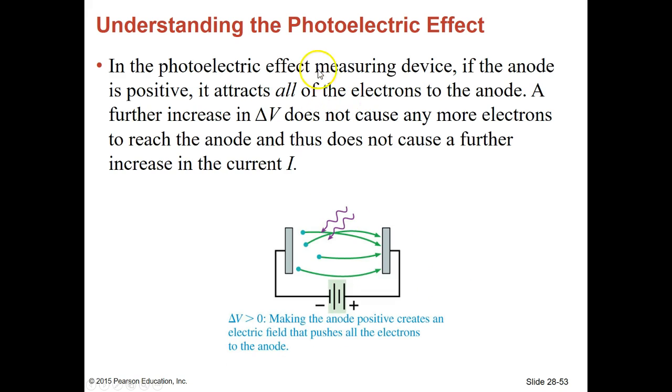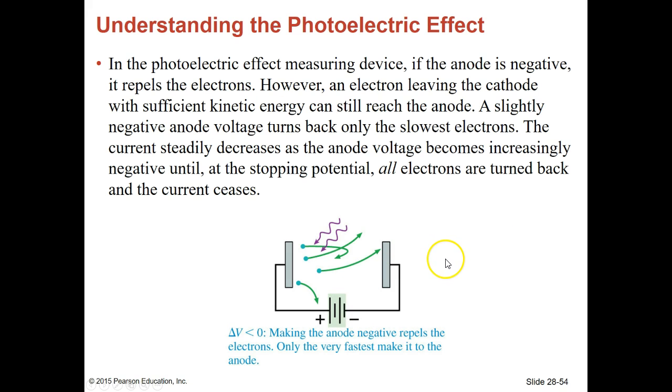In the photoelectric effect measuring device, if the anode is positive, so if I make this positive, then all of the electrons want to jump towards it. So no matter which direction they're initially going, they all find out that they're very attracted to the positive end. So we're going to go ahead and put the positives on this side, and we know that this is the cathode. And that increases the current. So you can actually make them move a little bit quicker. We get more energy and we'll get more current as it goes through.